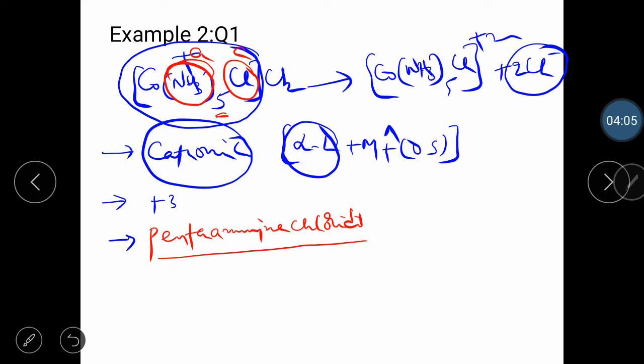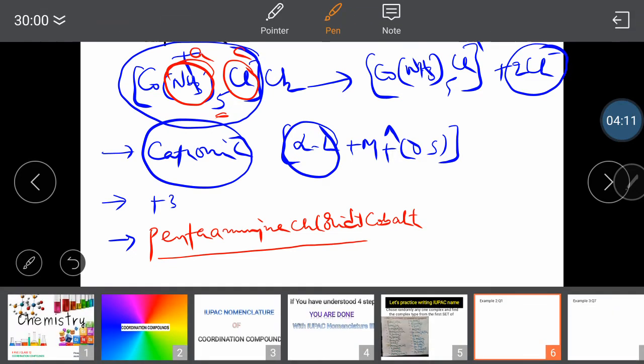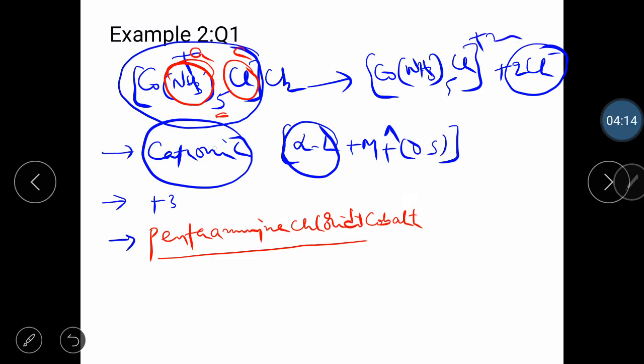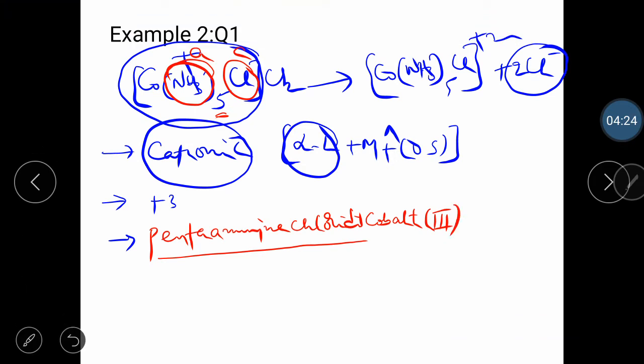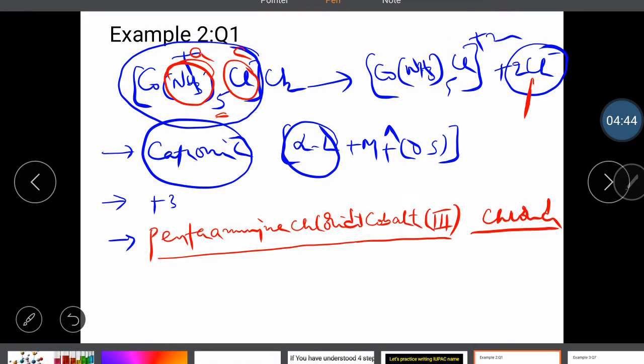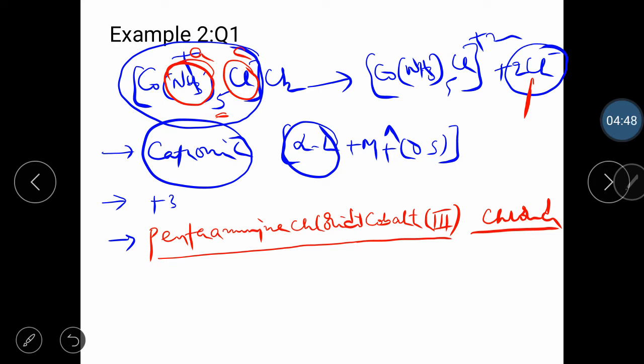Then the metal is what? Cobalt. Should I write cobalt or cobaltate? I should write cobalt. Why? Because it's a cationic complex. If it is anionic, you should have written cobaltate. So I'll write only cobalt. Oxidation state is 3, Roman numeral III. So always you get the oxidation state as plus only. If you get minus, you've gone wrong. Be careful. This is my cation. Now, the anion name. Simple ion, so outside, chloride. So read the name once: pentaamminechloridocobalt(III) chloride is the IUPAC name of this complex.